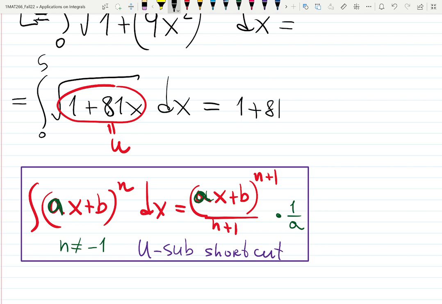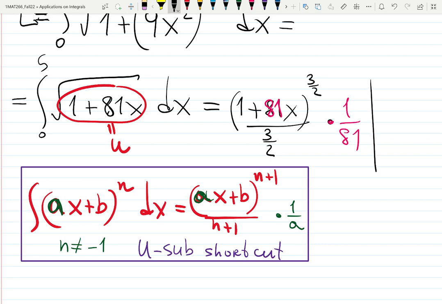1 plus 81x used to be raised to 1/2. The formula says what? Add 1. 1/2 plus 1 is what? 3/2. Dividing by 3/2. And then what's missing? 1 over 81, because it's dividing by the leading coefficient, which is a. Then don't forget, it's not plus c. It's from 0 to 5. Thank you, both of you. Very good.